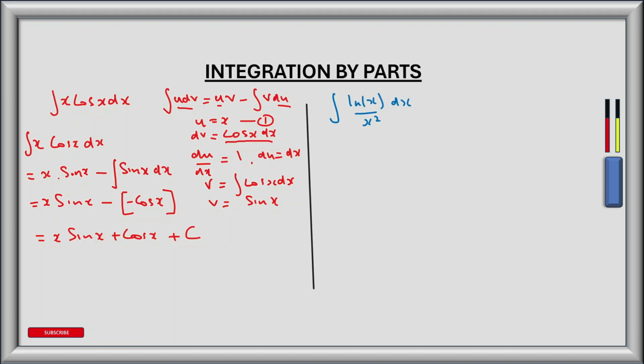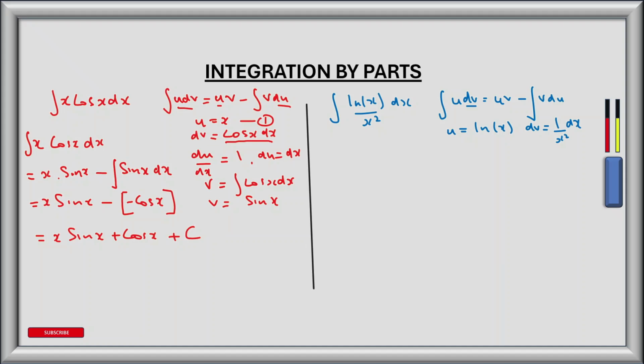So let's look at another example now. Let's try and integrate the log of x divided by x squared dx. So using integration by parts, the integral of u dv is equal to uv minus the integral of v du. So let's pick u equals log of x and dv is whatever's left, so dx divided by x squared.